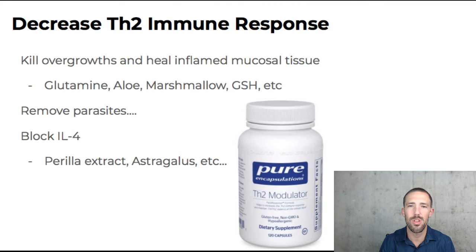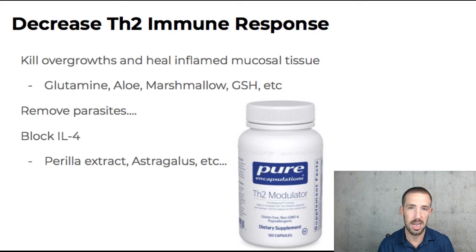These are things like L-glutamine, the number one fuel source for your gut lining, for your epithelial cells. Things like aloe vera are common. Marshmallow is common. Glutathione is in here a lot of times. But things that are going to straight up heal the gut lining, the sinus lining, etc. So you've got to do that first. You've got to remove parasites.